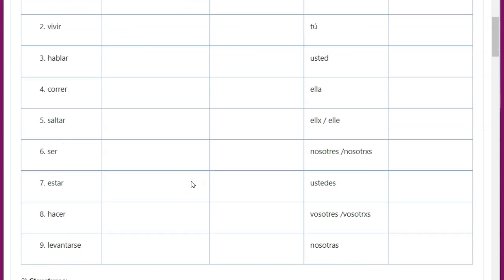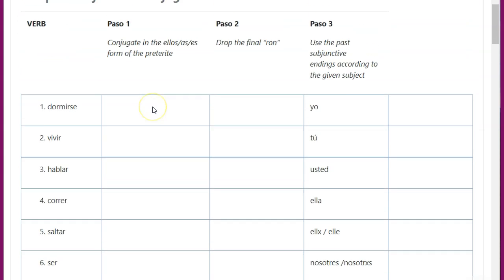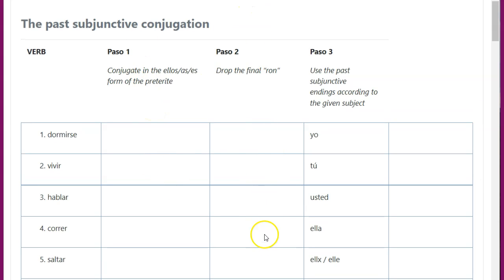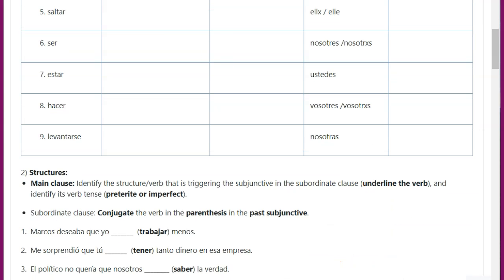So you have to do all the steps for all these 9 verbs. Step 1, step 2, put your answers here, and step 3, I'm giving you here the subjects.